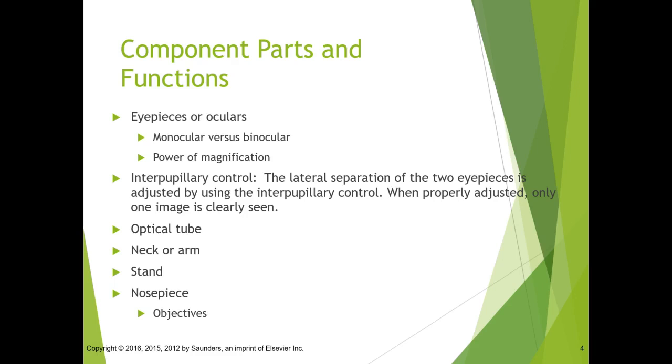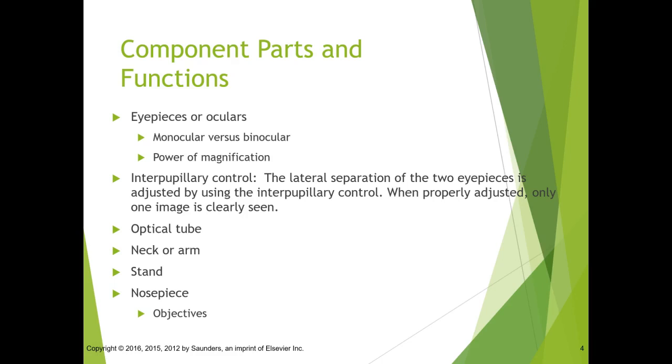There is a power of magnification in the oculars as well. Usually, in most cases, for the medical laboratory microscopes, the magnification of the oculars is 10x. So if you were to take all of the other objectives off and just look through the eyepiece, it would increase things 10 times. We also have interpupillary control. This is the lateral separation of the two eyepieces, which are adjusted by using the interpupillary control.